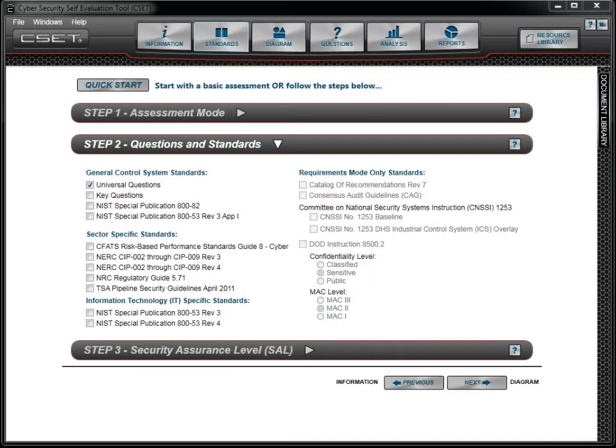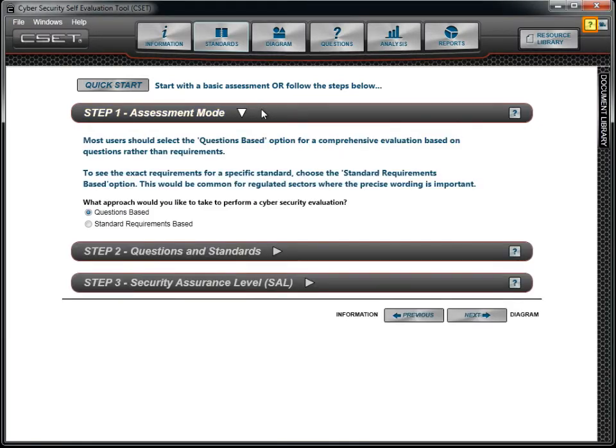Before selecting the standards, it is important to understand the differences in the available assessment modes. It is recommended that you review the tutorial on the assessment mode or read the help information for that topic before proceeding. The available standards will change depending on the mode selected. We will first select the questions-based mode.